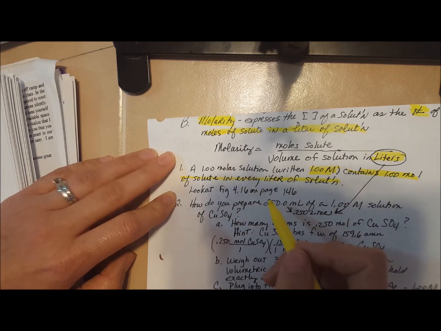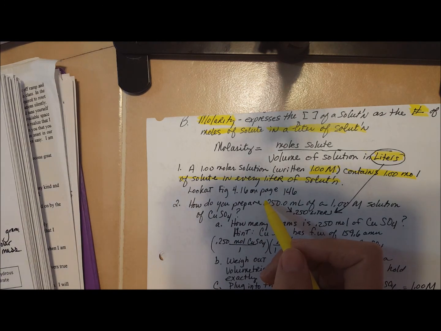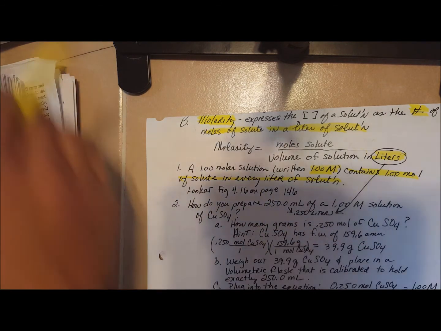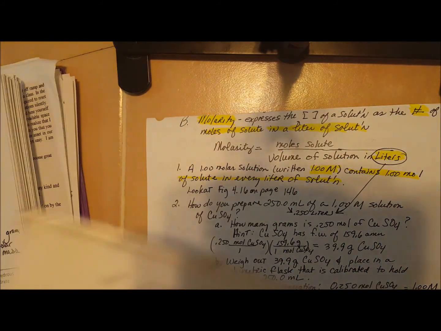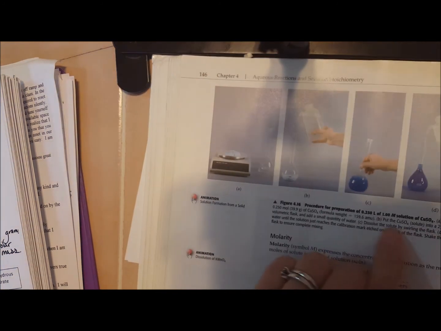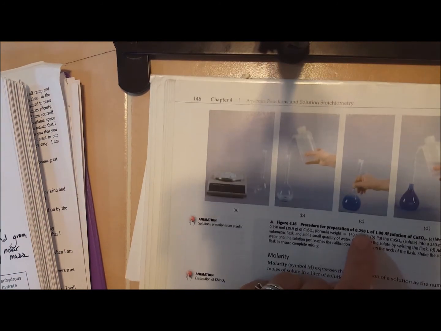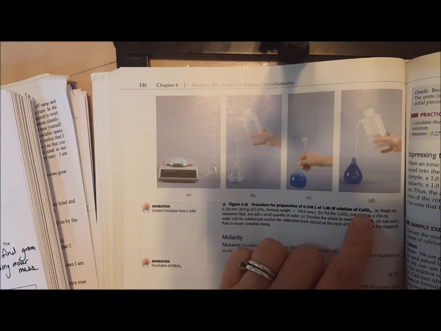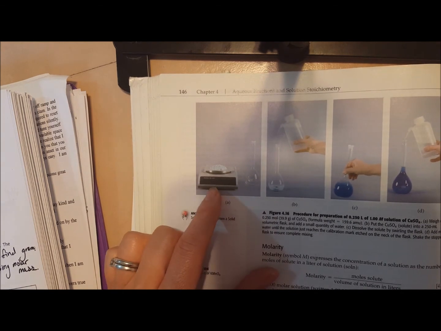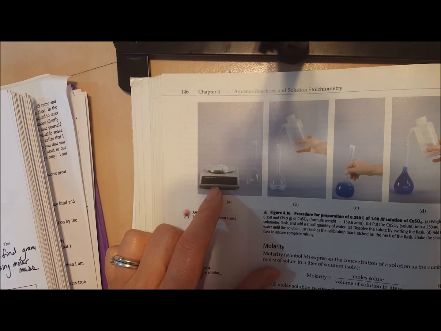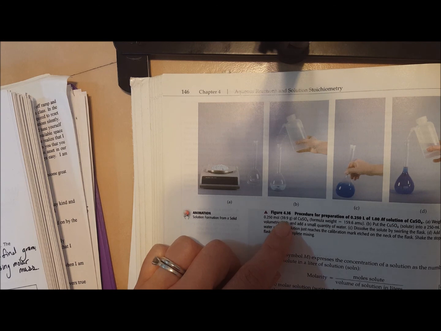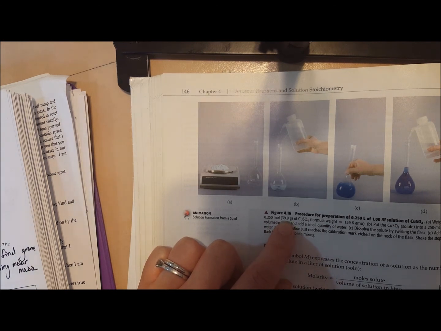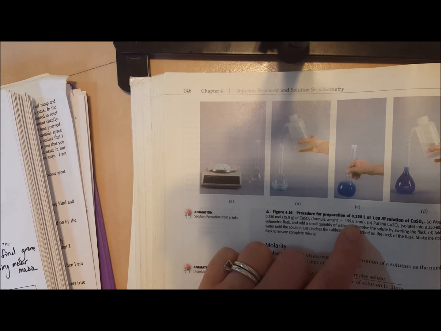If you look at figure 4.16 on page 146, it will show you a procedure for preparation of 0.250 liters of a 1 molar solution of copper sulfate. What they do is they weigh out 0.25 moles of copper sulfate, which, if you do the stoichiometry, turns out to be 39.9 grams because the formula weight of copper sulfate is 159.6 AMU.